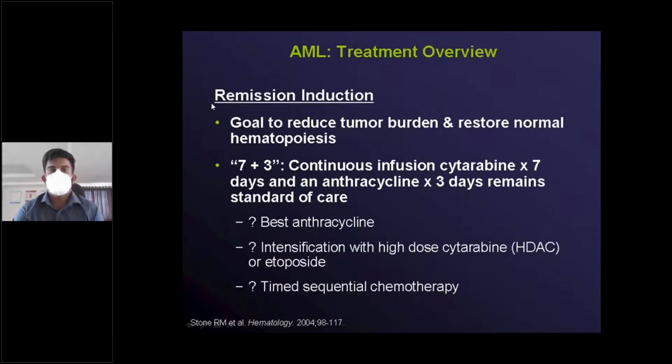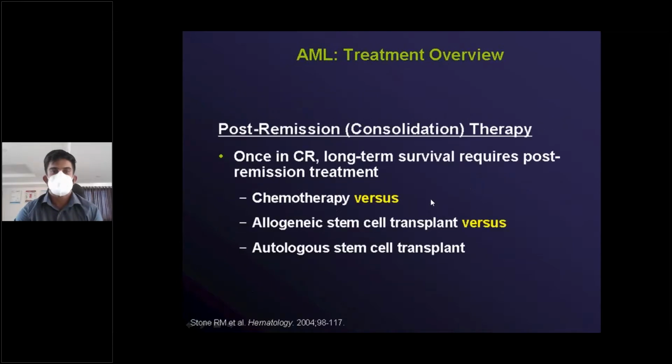So this is a treatment overview. There's remission induction, the goal being to reduce tumor burden and restore normal hematopoiesis, 7+3. Continuous infusion cytarabine for 7 days and an anthracycline for 3 days remains the standard of care. That's the best form of treatment that we can give at this juncture. The best anthracycline is probably daunorubicin. Intensification with high dose cytarabine or etoposide can also be given. And time sequential chemotherapy is very important for assessing remission induction. If remission induction is not achieved, a second round of chemotherapy should be given with the 7+3 regimen of cytarabine and anthracycline. Probably add one more drug to this.